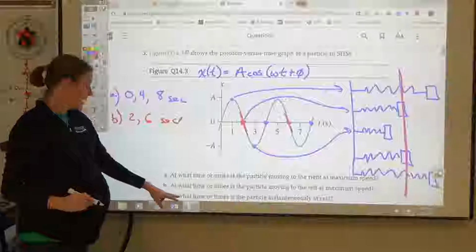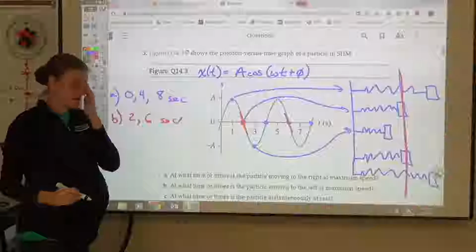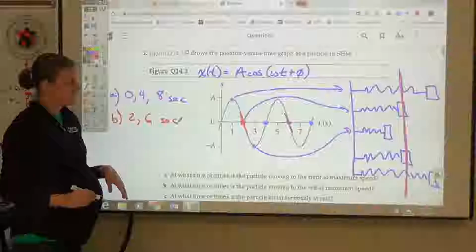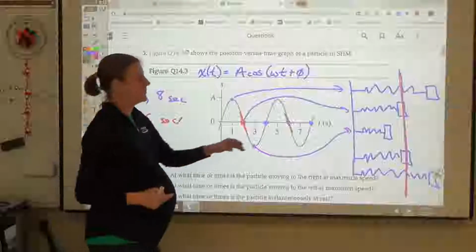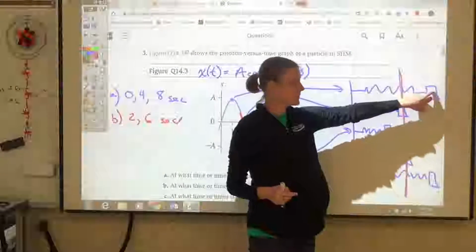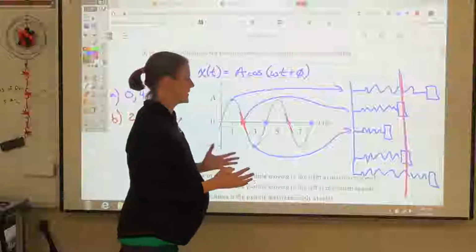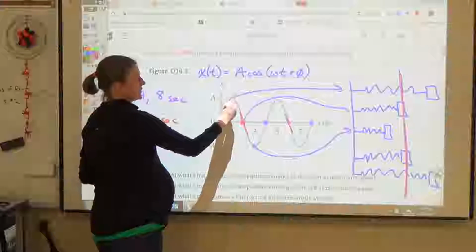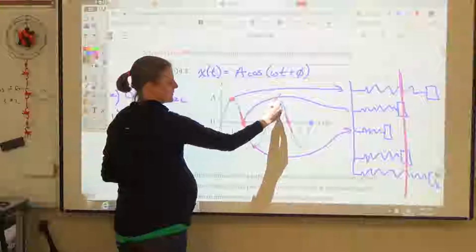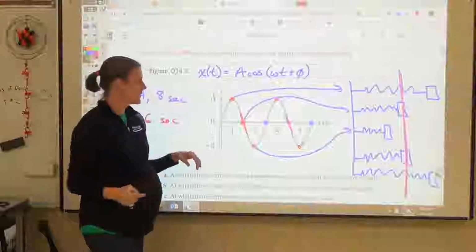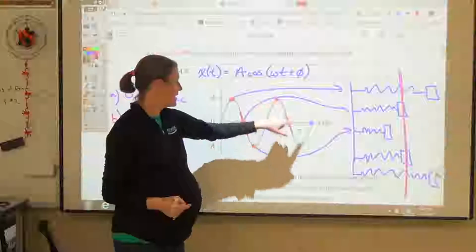And at what time or times is the particle instantaneously at rest? It's at rest at its endpoints, when it's stretched the farthest to the right or compressed the farthest to the left. So when it's at its amplitude positions, all of these will just be moments where it's at rest. So 1, 3, 5, and 7.